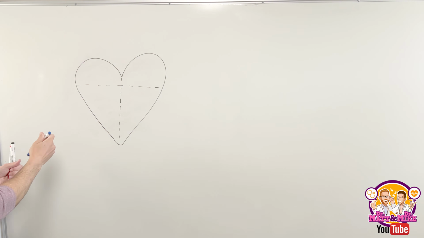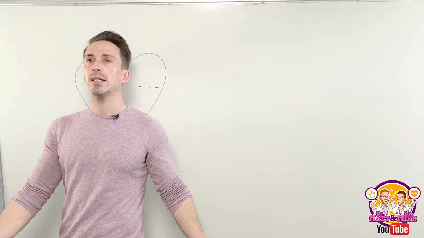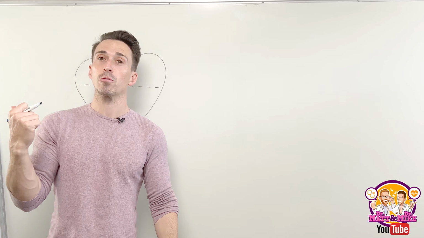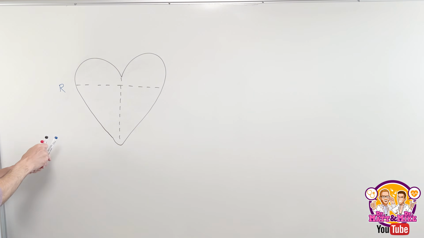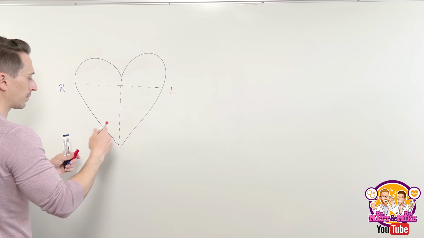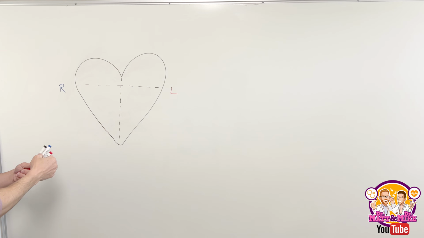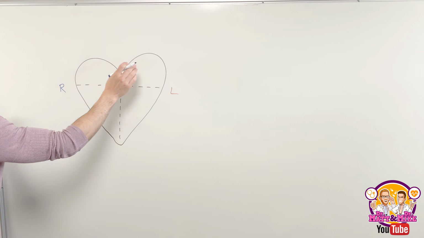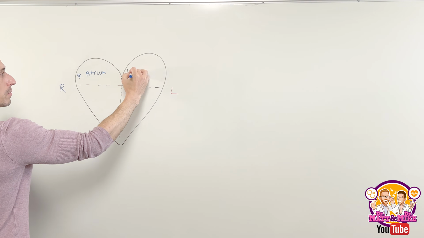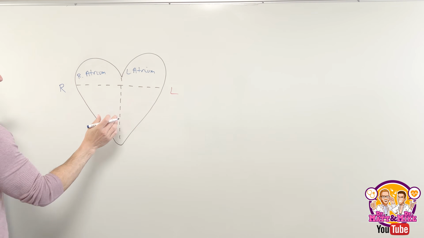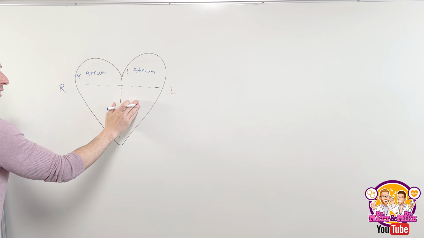Now remember, we're drawing up the heart here from the view of the patient. So if I'm the patient standing like this, that's my left side, that's my right side. So let's just highlight that. We've got right over here and left over here. Now these 2 chambers at the top, like I said, are called atria, and we're going to have the right atrium and the left atrium. And these 2 chambers down the bottom are called ventricles. Right ventricle, left ventricle.